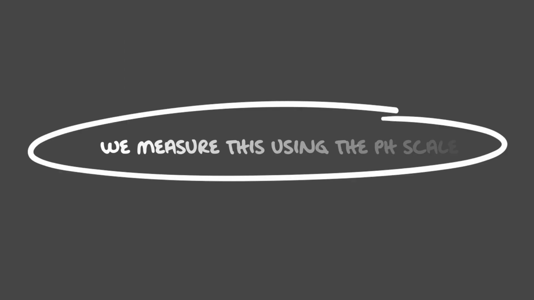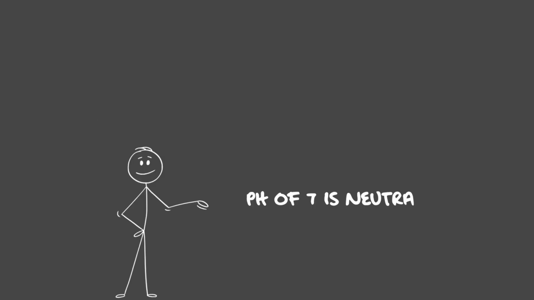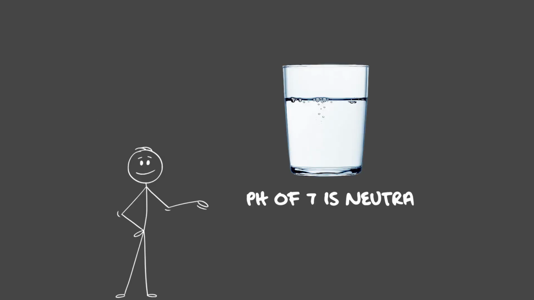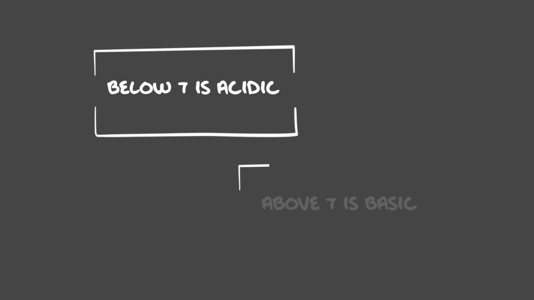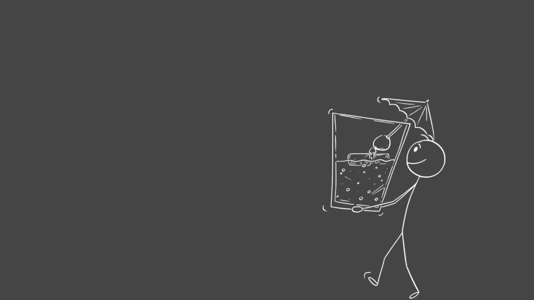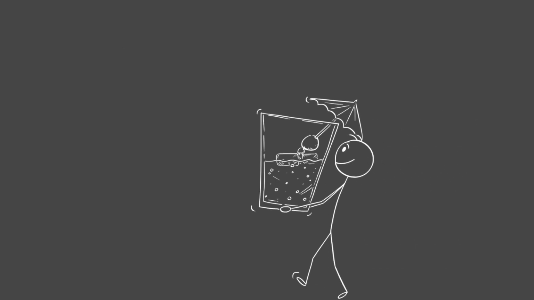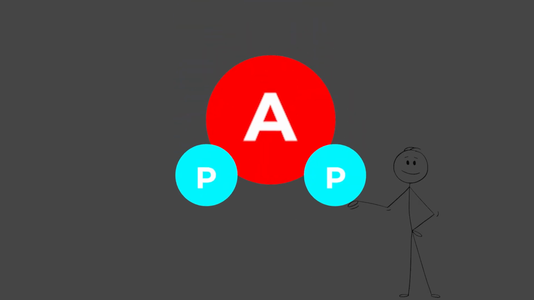We measure this using the pH scale. A pH of 7 is neutral, think pure water. Below 7 is acidic, and above 7 is basic. So, when you get that sour taste from lemon juice, that's your acidic protons at work.